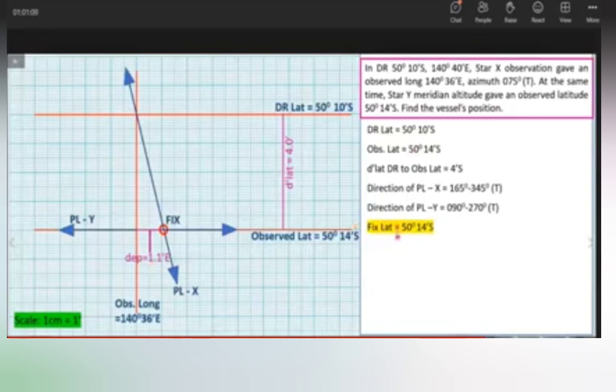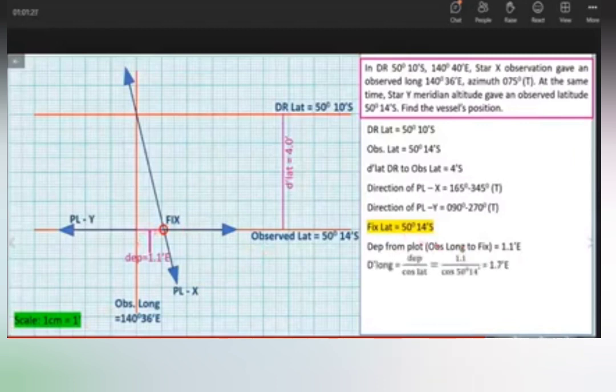Fix lat is the same as observed lat, 50 degrees 14 minutes south. Departure, read off from the plot using the same scale out here, from observed long to fix, is 1.1 minutes east. We convert this departure into D long by using the cosine parallel sailing formula for latitude 50 degrees 14 minutes, and we get the D long as 1.7 minutes east.